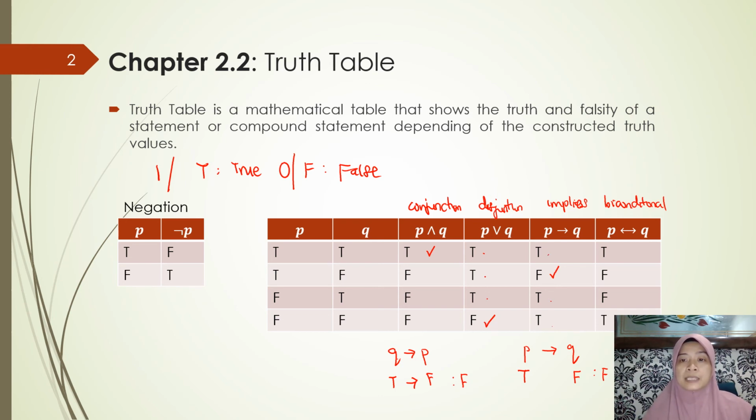So that is implication. Okay, for the biconditional, it will be true if both statements have the same truth value, either true or false. So if we have true and true, then it becomes true. And if we have false and false, because the truth values are the same, then it will be true, right? So the rest will be false.